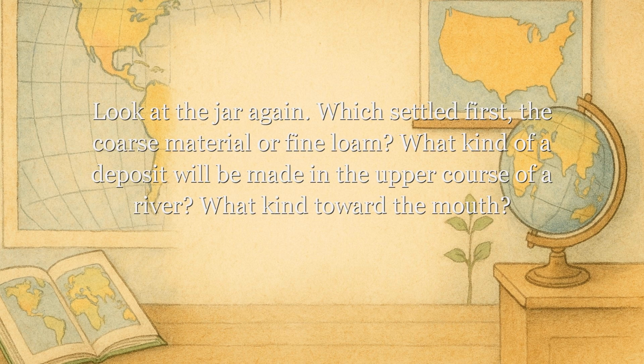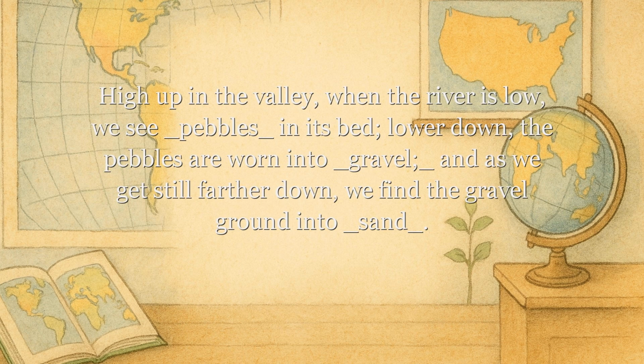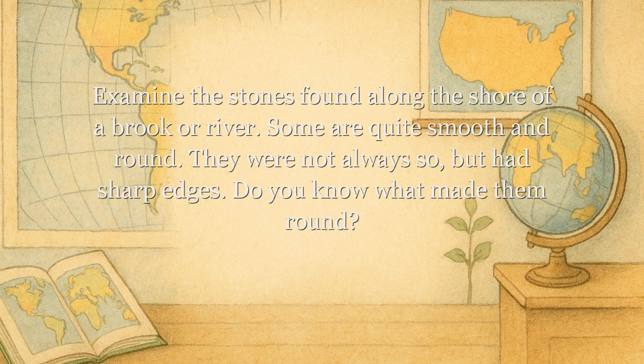Look at the jar again. Which settled first, the coarse material or fine loam? What kind of a deposit will be made in the upper course of a river? What kind toward the mouth? High up in the valley, when the river is low, we see pebbles in its bed. Lower down, the pebbles are worn into gravel, and as we get still farther down, we find the gravel ground into sand.